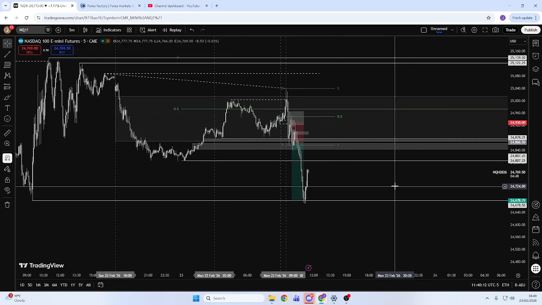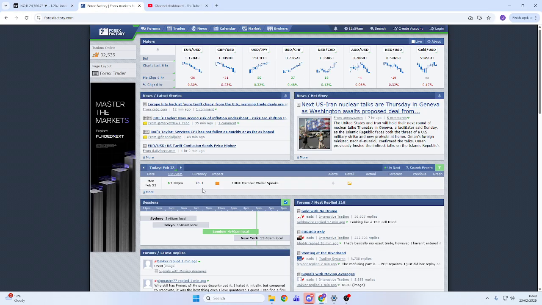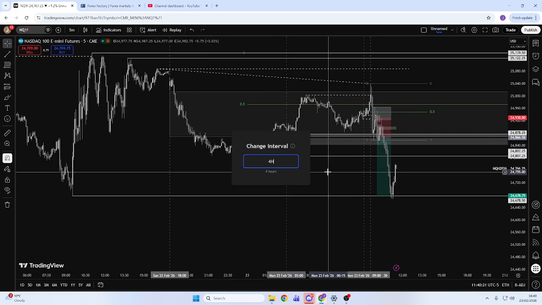Okay, here's how I took a winning short position on NQ today. So, starting the day, no news, I wasn't fussed, so moving on. Starting with the 4 hour.